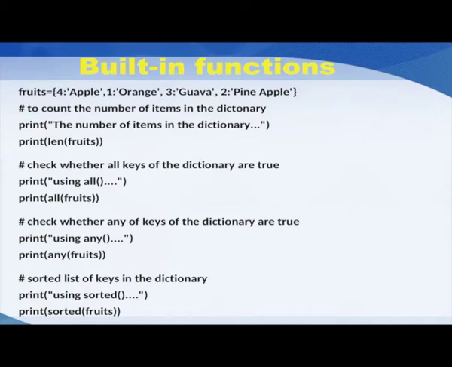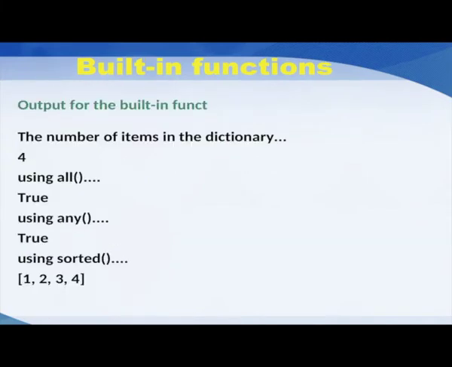You can see the output. The output for the previous example is seen on the screen. So, as there are 4 items, we got 4 as the answer for the first, that is for the len function. For all function, we get true as the answer. For any function, we again get true as the answer. For sorted, the keys got sorted 1, 2, 3, 4. Right? Got how to use built-in functions in a Python dictionary?